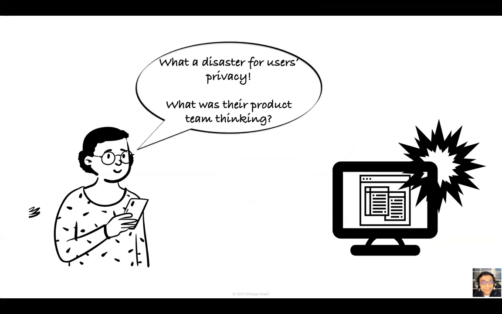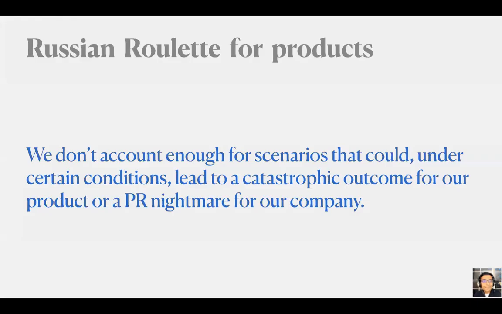Two more biases to go. We often encounter situations where another company's product is a fiasco. And when we look at such situations, we might ask ourselves, what was that product team thinking? How did they miss something so big, so harmful, and so obvious? And the answer is that such teams are likely affected by this next bias, Russian roulette for products.